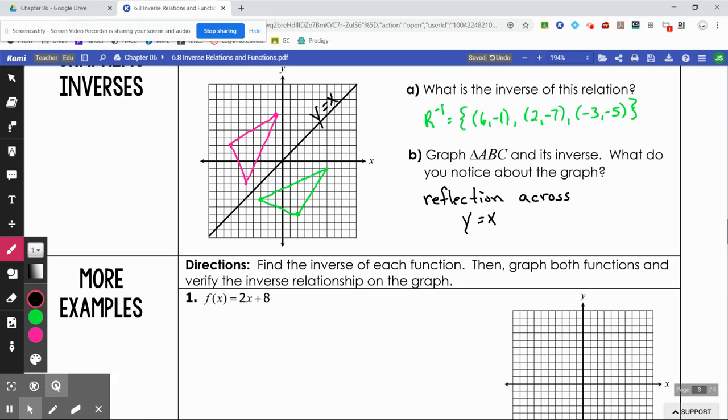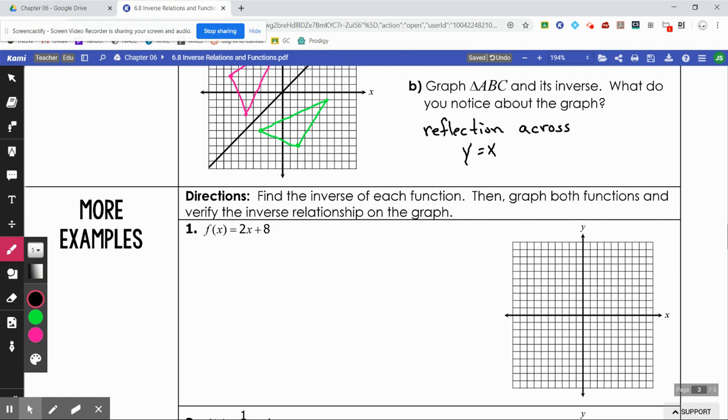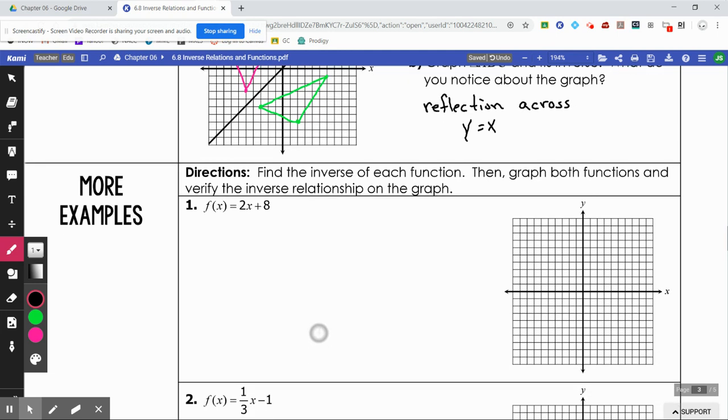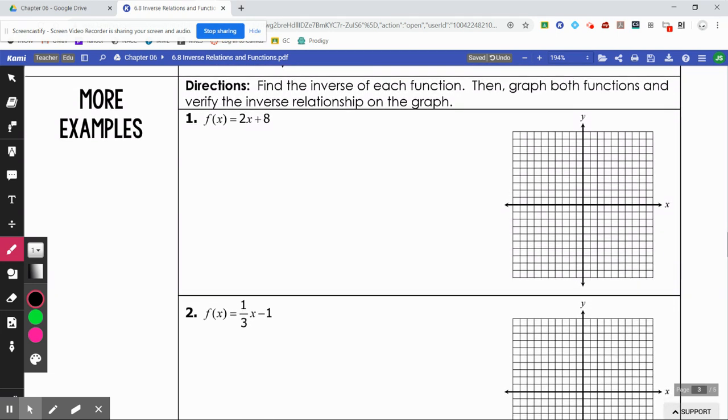So now, let's go down and work some more examples. Number 1 says find the inverse of each function, then graph both functions and verify the inverse relationship on the graph. So we don't have to do f of g and g of f anymore. We're going to verify it with a graph by seeing, are they mirror images of each other?